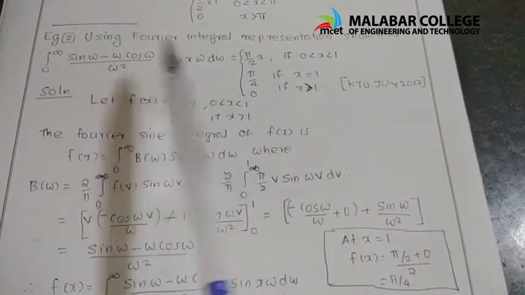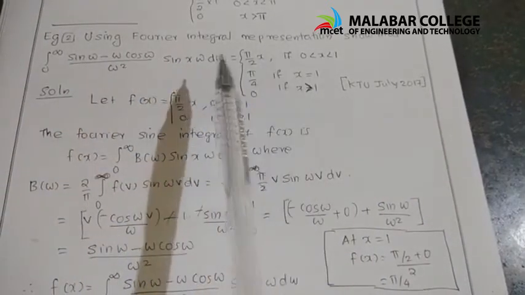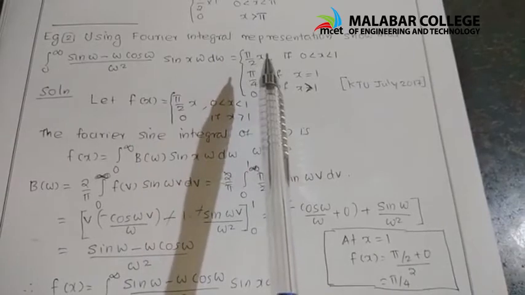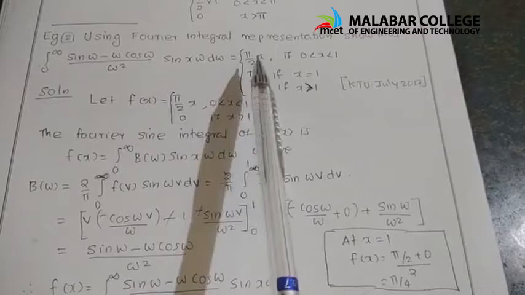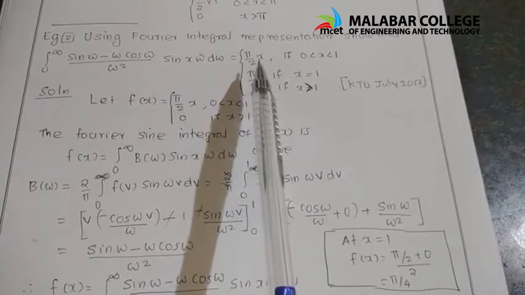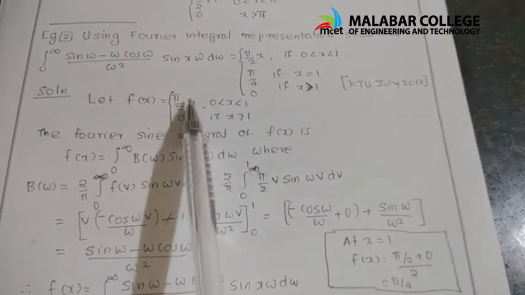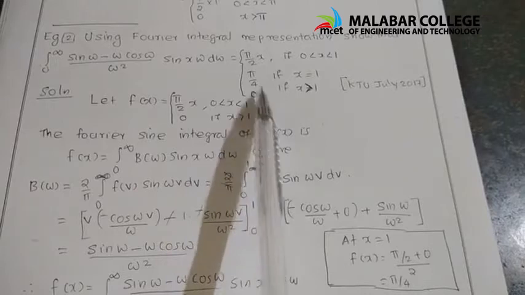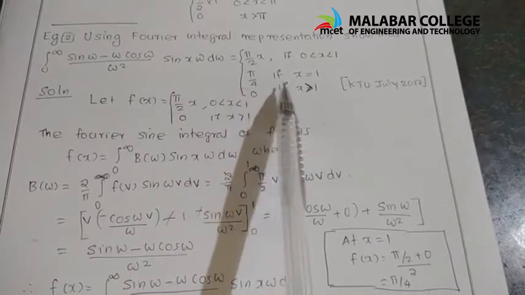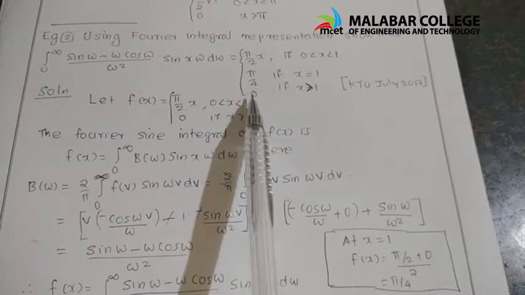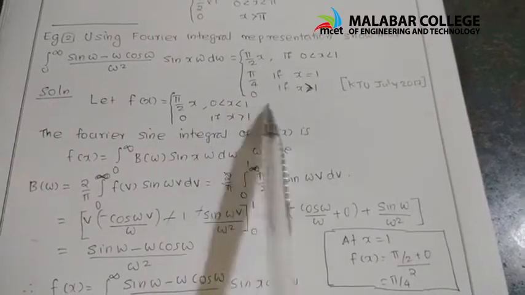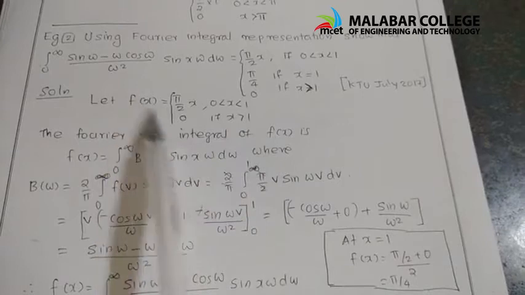In this case, f of x is not given, so we have to take an f of x here. I am taking f of x equal to pi by 2x, since that is the answer here, between 0 and 1, and we don't take pi by 4 here, it is a substituted value. Next, 0 if x greater than 1. So this is our f of x.